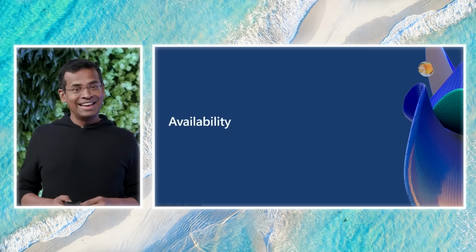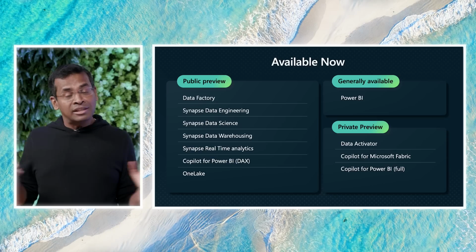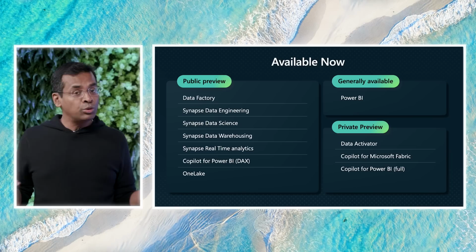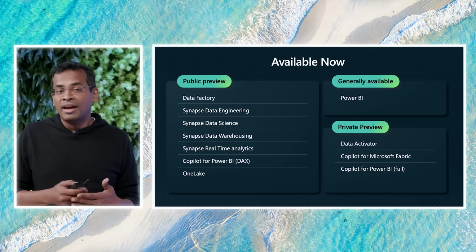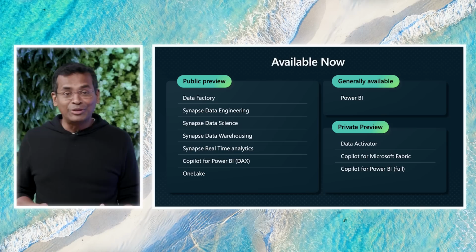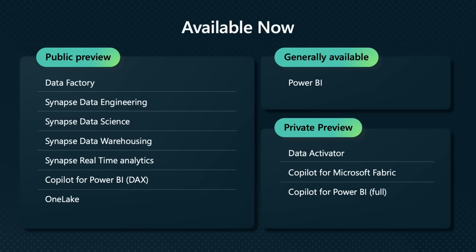So with the launch of Fabric, remember, Power BI is still a part of Fabric. Power BI continues to be generally available, so there's no change to Power BI. Pretty much all the Power BI tenants get upgraded into Fabric, and Power BI continues to be GA. At Build, we're announcing the public preview of all of these products: the new data factory experience, data engineering experience, data science experience, data warehousing experience, real-time analytics, the Copilot for DAX, and OneLake itself, all available in public preview, no waiting required. You can literally sign up on the website and get started within seconds.